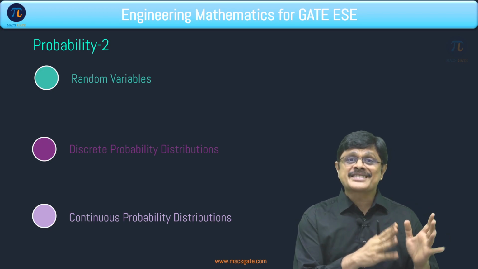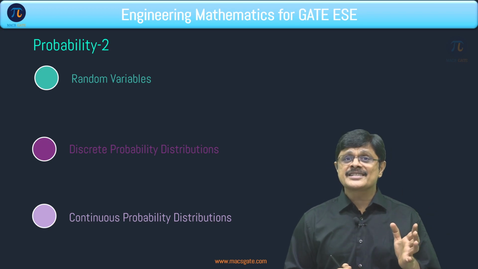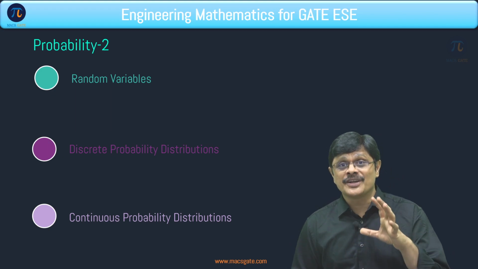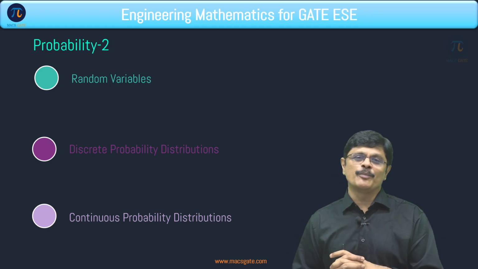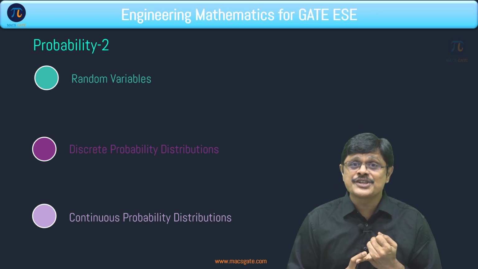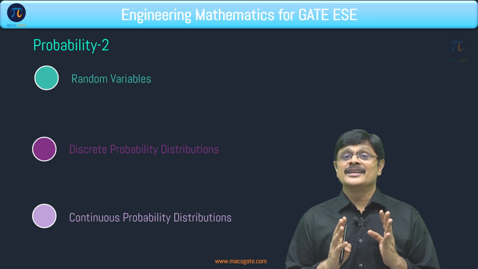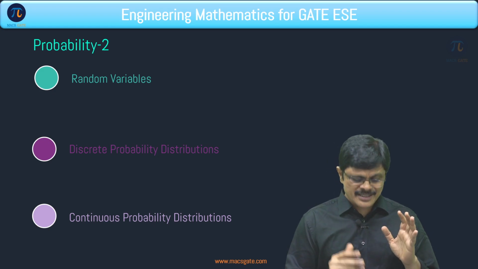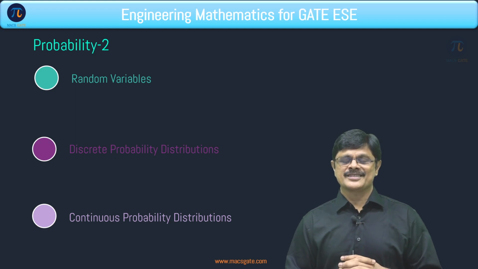We start with discrete probability distributions. Under discrete probability distribution, we discuss binomial and Poisson distributions. Under continuous probability distribution, we talk about exponential, uniform and the Gaussian distribution or normal distribution. So these are the topics we are going to discuss under probability 2, my dear friends, and it is one of the important topics.